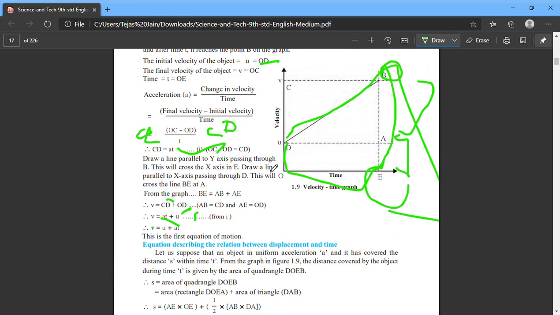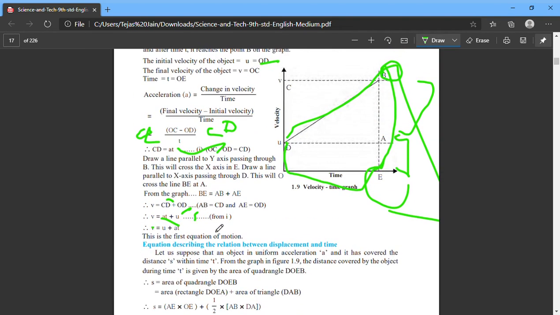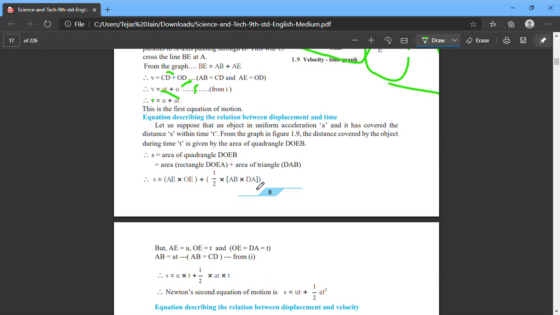Now see here, OE, that is traveling from initial point to final point, the time is given by T. Therefore, for OE we write T, right? And AB is equal to CD, and CD is equal to AT, that we already proved in equation 1, right? Therefore, we write AB is equal to AT.